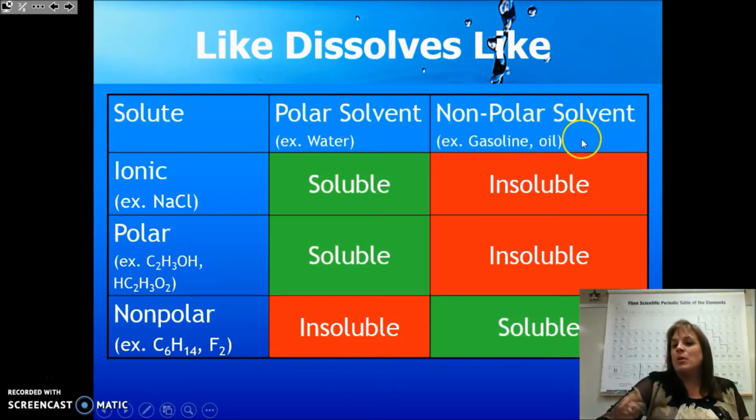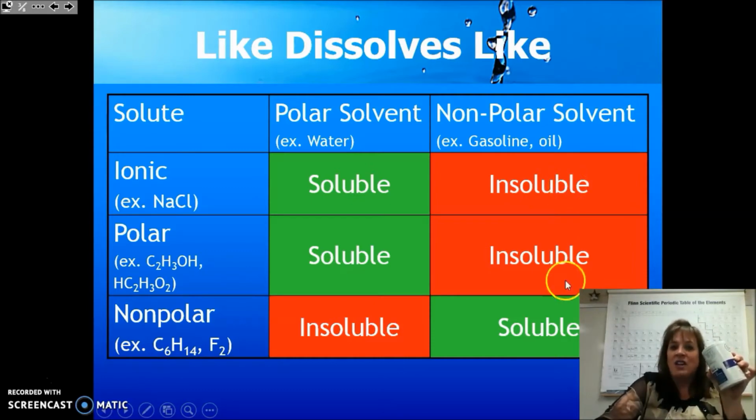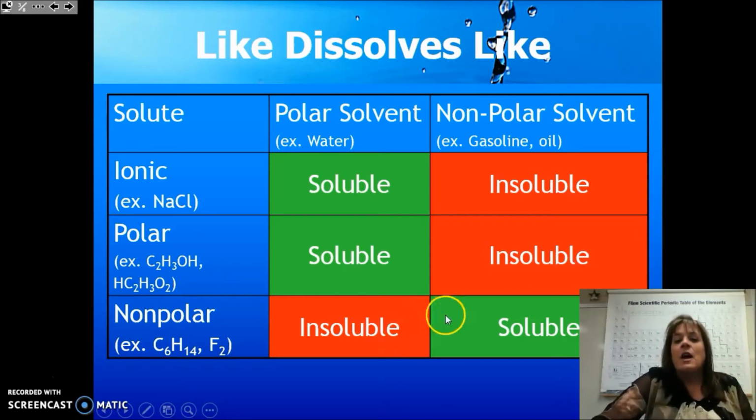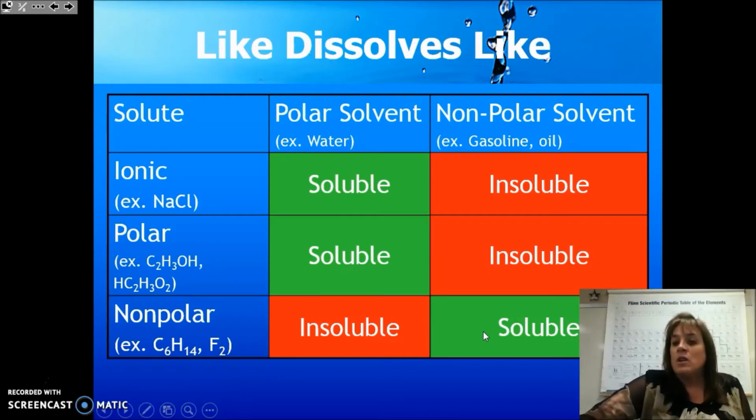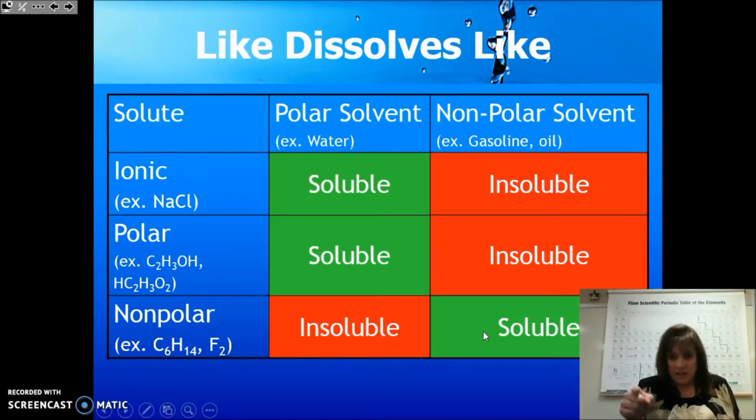If we look at nonpolar solvents like gasoline or oil, anything that's ionic like the salt is not going to dissolve in it. Or anything that's polar like sugar will not dissolve in an oil. But anything that's nonpolar, like another type of oil, or fats, which are nonpolar, or fluorine gas or nitrogen gas, will dissolve in something nonpolar. So like dissolves like. If I'm like you, I like you.